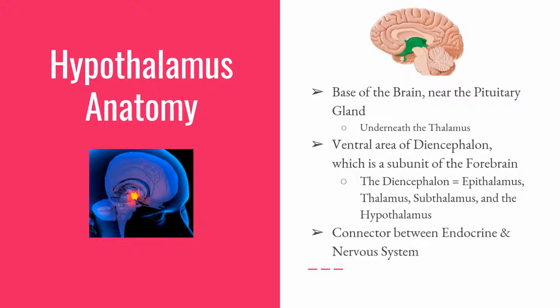So the anatomy of the hypothalamus. It is right at the center of the brain, and that's why it's considered the base. It is underneath the thalamus and directly above the pituitary gland. It is in the ventral area of the diencephalon, which is a subunit of the forebrain. The hypothalamus serves to connect the endocrine and nervous system.